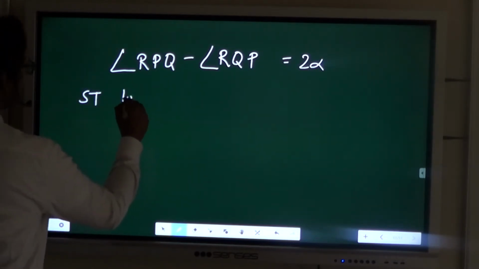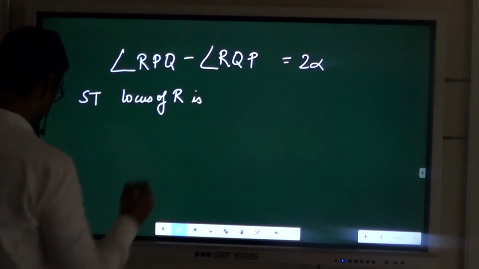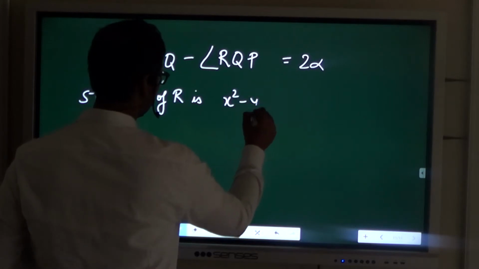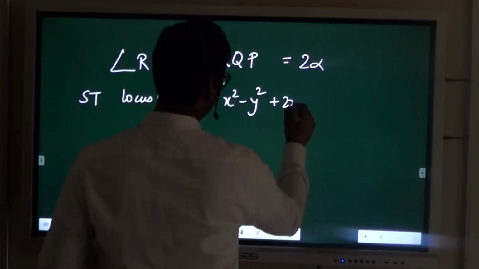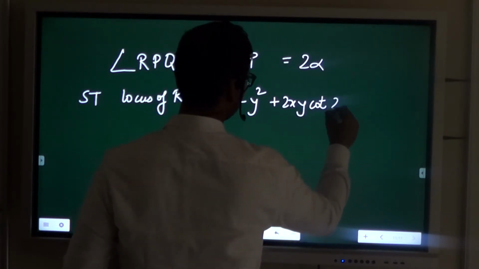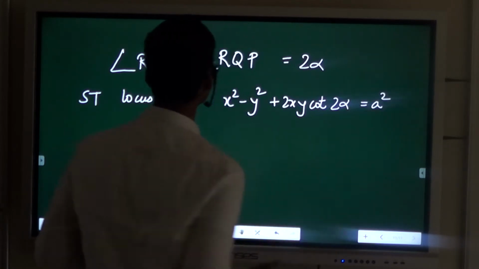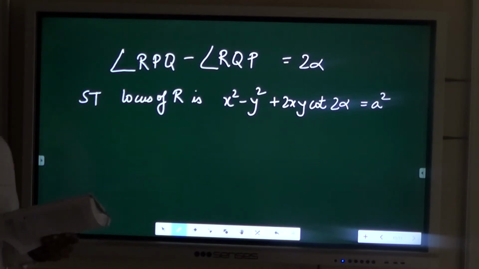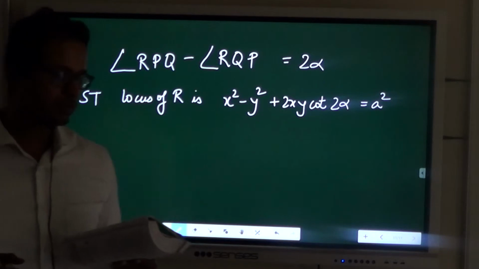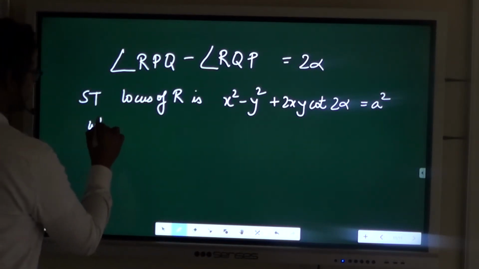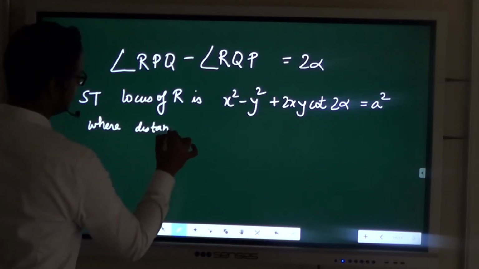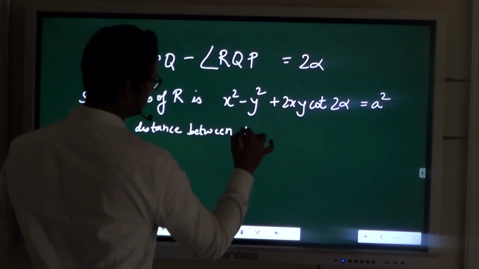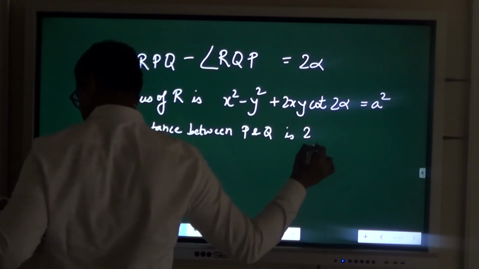Show that the locus of R is x square minus y square plus 2xy cot 2 alpha is equal to a square, where the distance between the points P and Q is 2a.